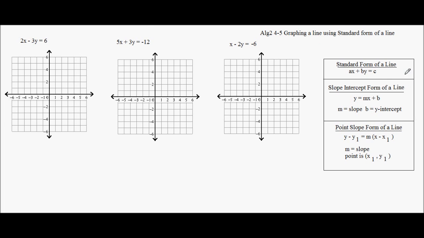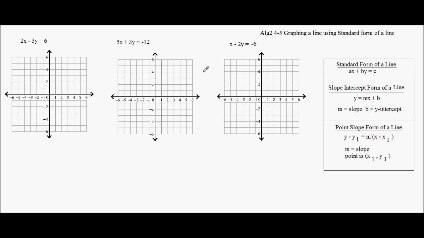Let me talk about the three basic forms of a line, equations of a line. So ax plus by equals c is the standard form of a line. So it's like these: 2x minus 3y equals 6, or 5x plus 3y equals minus 12. This is a standard form. And it's hard to graph the standard form of a line.